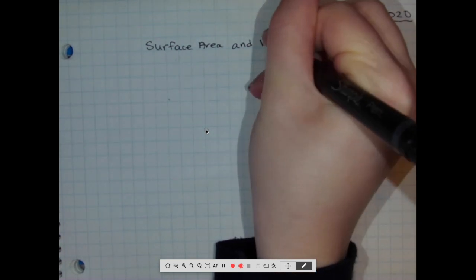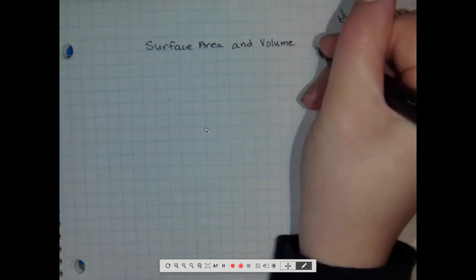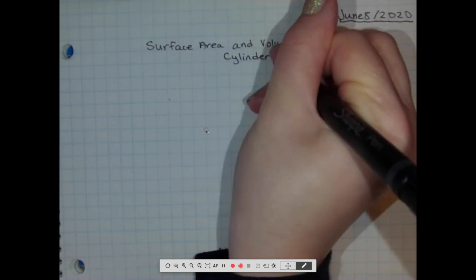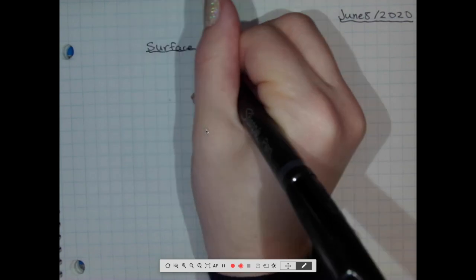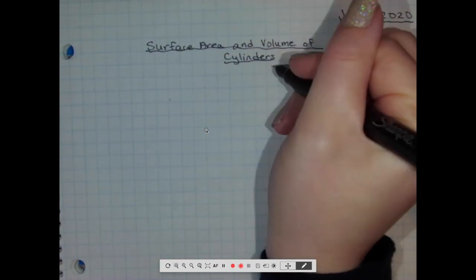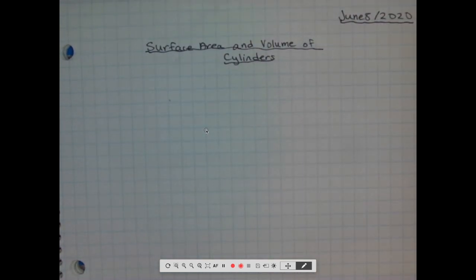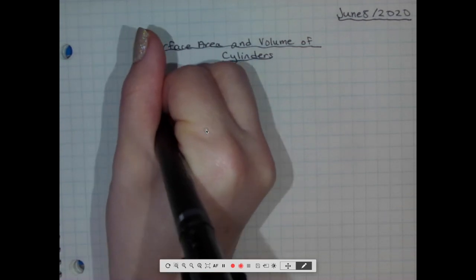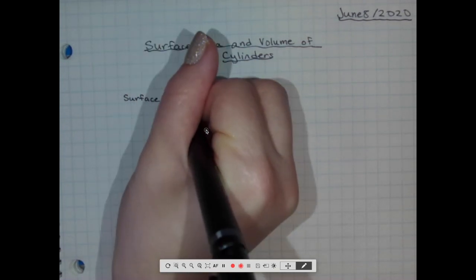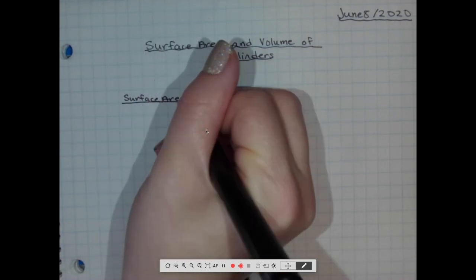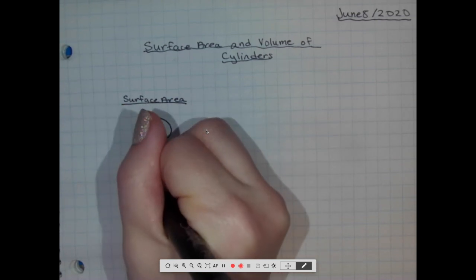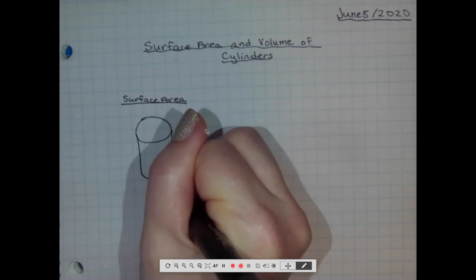and volume of cylinders. And just a reminder, something like even a pop can is considered a cylinder. So let's start with our surface area. You had to draw nets before when I gave you a beautiful cylinder such as this.